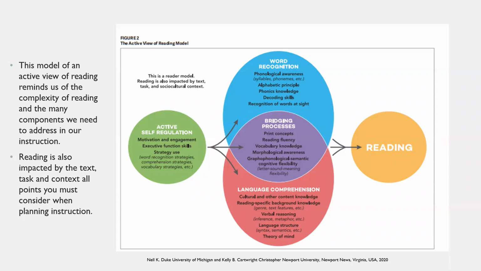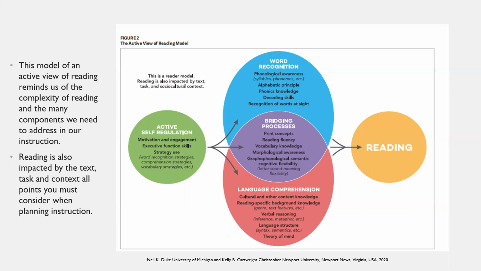Because remember that reading is a complex behaviour. The reader needs to be active. This diagram on the screen now is a very new diagram released by Nell Duke and her colleague Kelly Cartwright, just published last month in the International Literacy Association Journal. And she talks about the active view of reading because it reminds us of the complexity of reading and the many components that we need to address in our instruction.